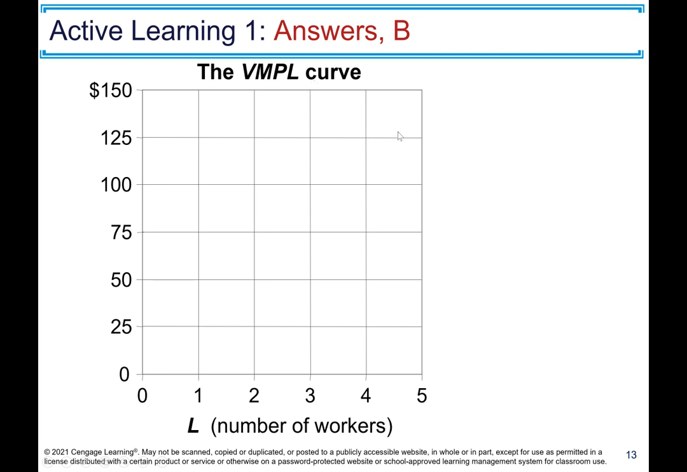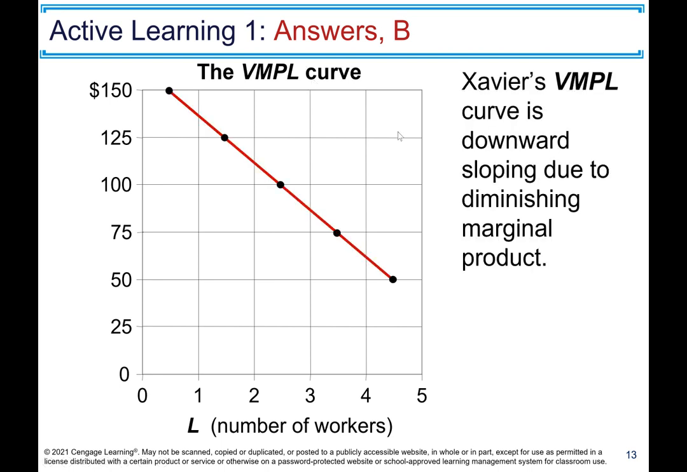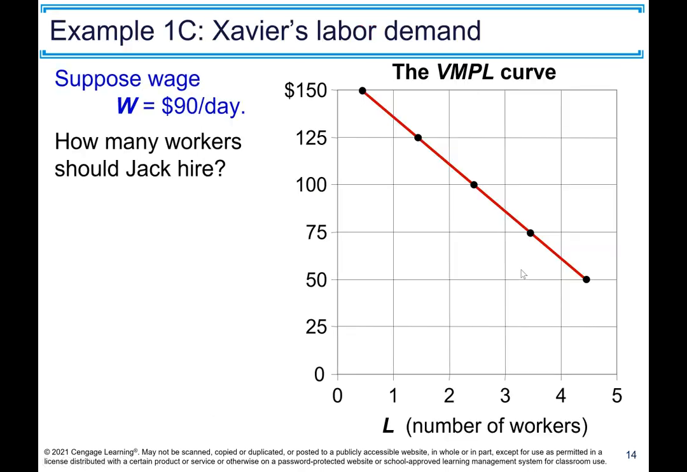The answer to B: Xavier's VMPL curve is downward sloping due to diminishing marginal product. Xavier's labor demand. Suppose the wage is W equals $90 per day. How many workers should Xavier hire?